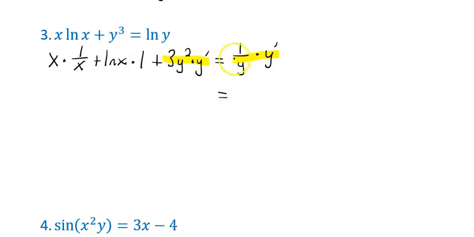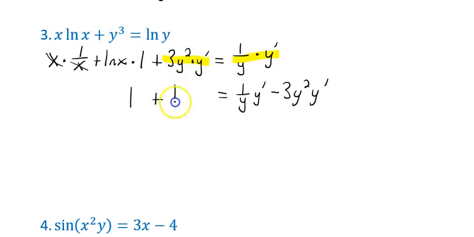So, in other words, on this side, I'm going to have 1 over y, y prime, minus 3y squared, y prime. Now, on this side, I am going to simplify a little bit. X times 1 over x, those cancel, and I just have 1. And then natural log of x times 1 is just natural log of x. So I am going to simplify a little bit right there.